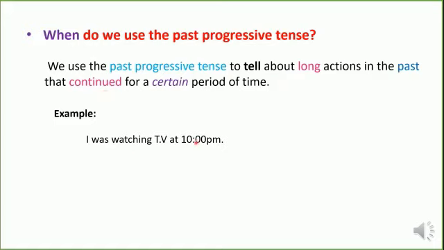So was watching TV at 10 p.m. Maybe I started to watch TV at 9, okay? And I was watching TV at 10 p.m. So I started maybe at 9 and continued in the past. So we use the past progressive tense.